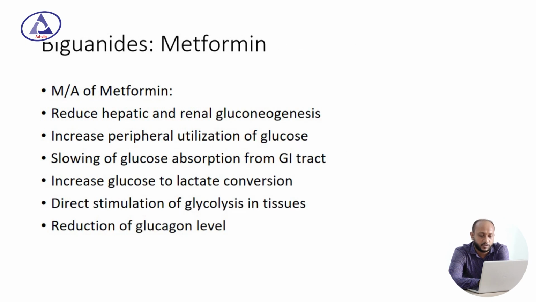Now we come to the biguanides, metformin. Metformin is an insulin sensitizer. Mechanism of action of metformin: it reduces the hepatic and renal gluconeogenesis. It increases the peripheral utilization of glucose. It slows glucose absorption from the GI tract. It increases the glucose to lactate conversion, and this ultimately can cause lactic acidosis, and direct stimulation of glycolysis in tissues and reduction of glucagon level.